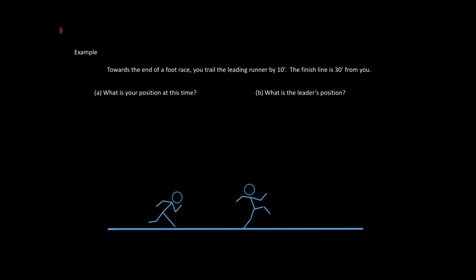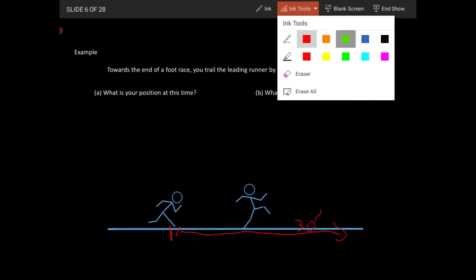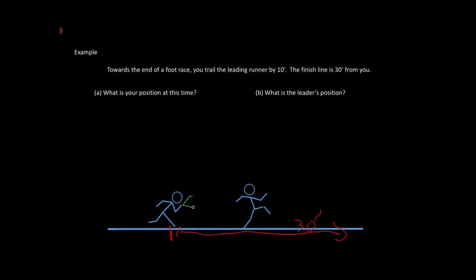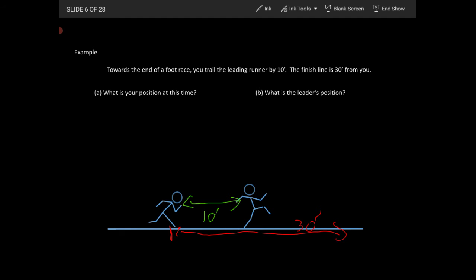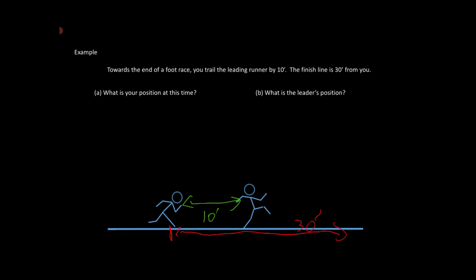So this is what we've got going on. This is you. You are 30 feet, let's say, from some finish line. And let's, for fun, make this green. You are 10 feet from the leader. So the question is first, what is your position at this time? And then we'll figure out what the leader's position is.